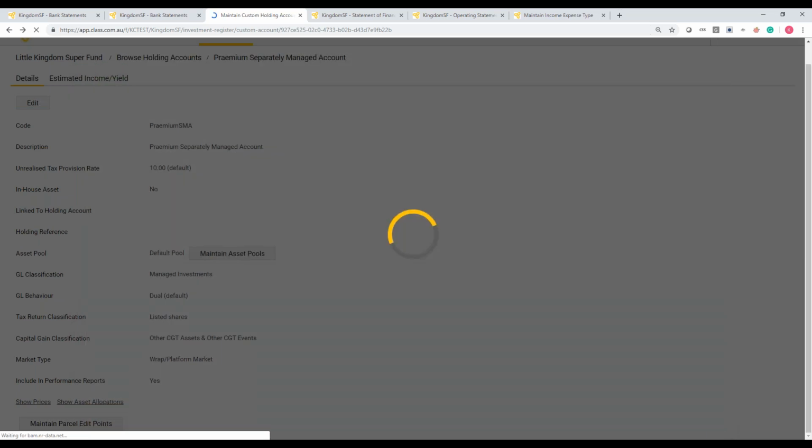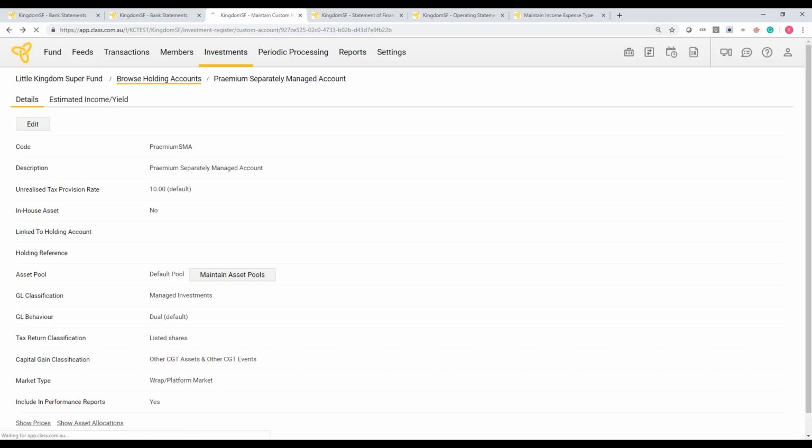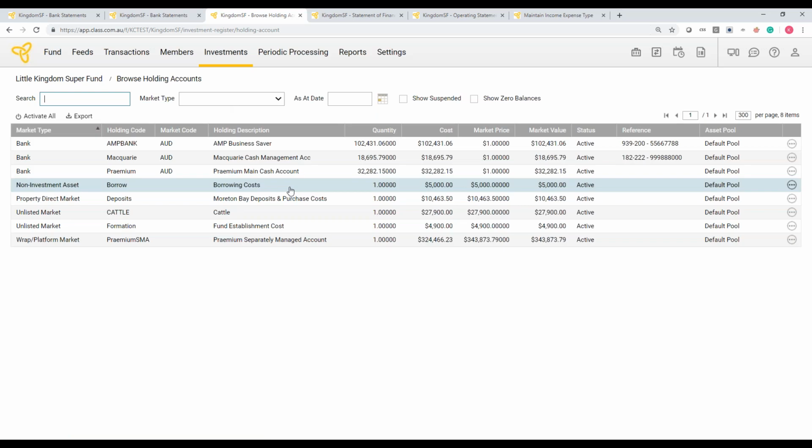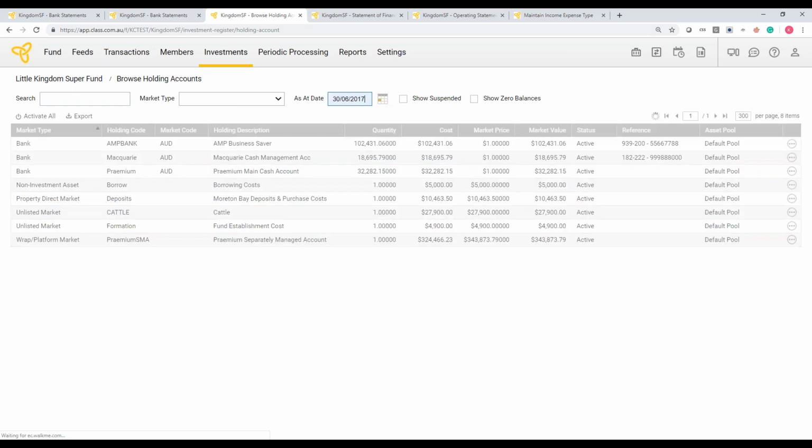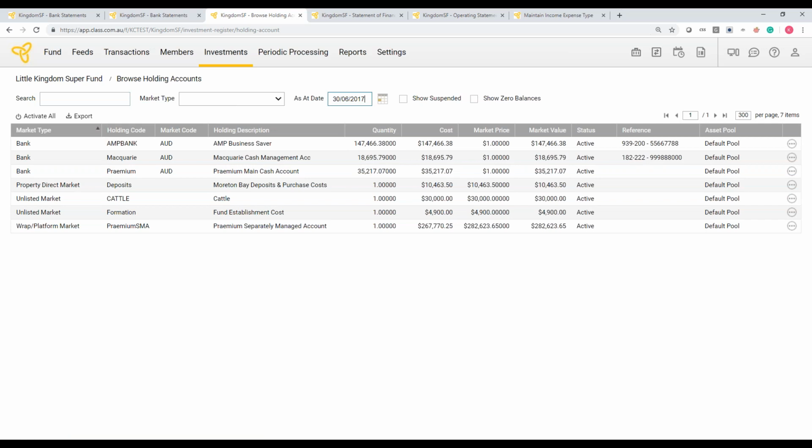Now, I'm going back to browse holding accounts to show you the cash side. So I have the main premium and cash account created separately. As at 30 June, I do have a report. This is on the annual statement report. There's a starting market value of 317,840. This is the combination of the market value for the one-line wrap plus the cash account of 35,217, and that should equal exactly 317,840.72. Okay.